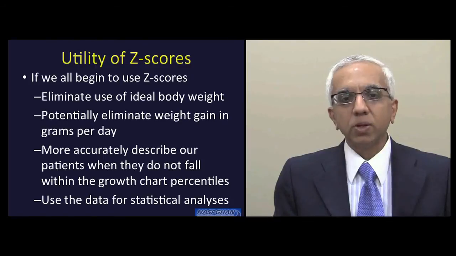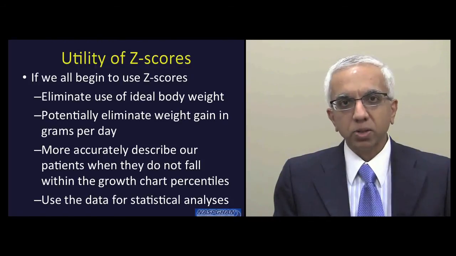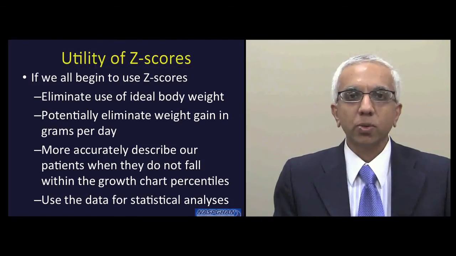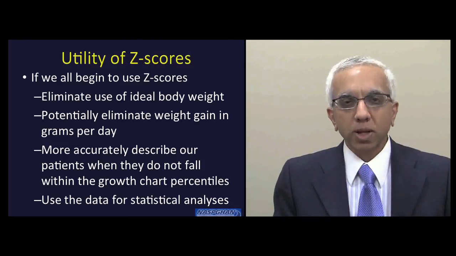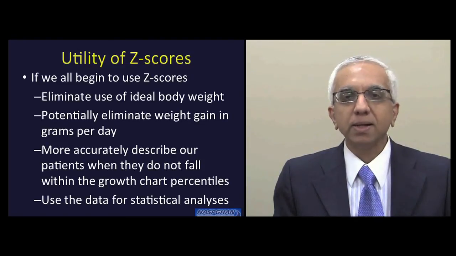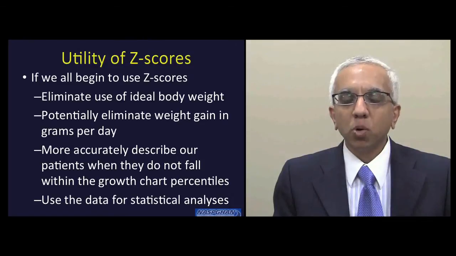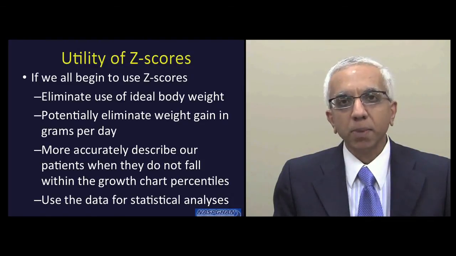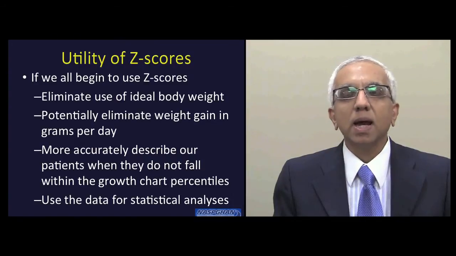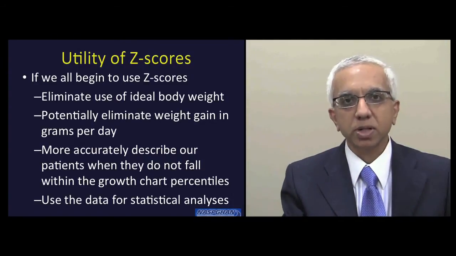If we all began to use Z-scores, we could eliminate the use of ideal body weight, which is fraught with a set of problems. We could potentially stop measuring weight gain in grams per day. We could more accurately describe our patients when they do not fall within the growth chart percentiles, and we could also use these data for statistical analysis.